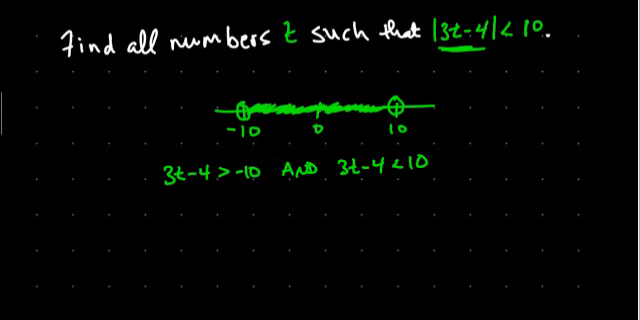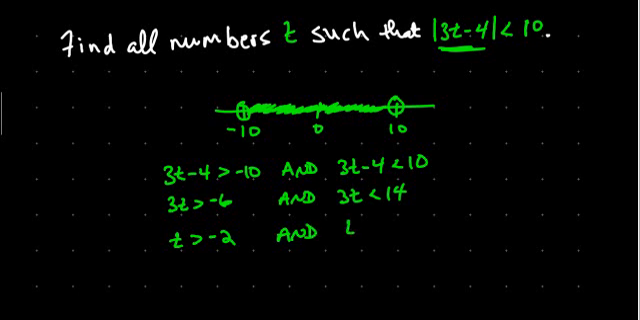So that gives me 3t is bigger than negative 10 plus 4, which is negative 6, and 3t is less than, if I add 4, I get 14. So this is going to be t, divide both sides by 3: t is bigger than negative 2, and t is less than 14 thirds.